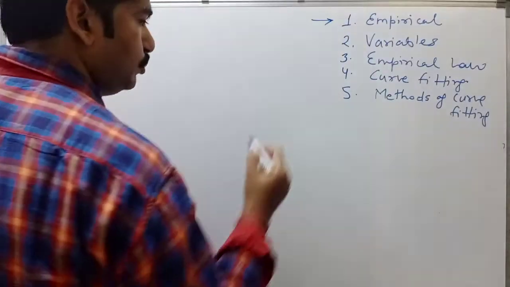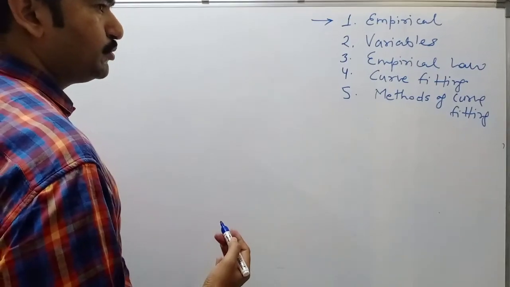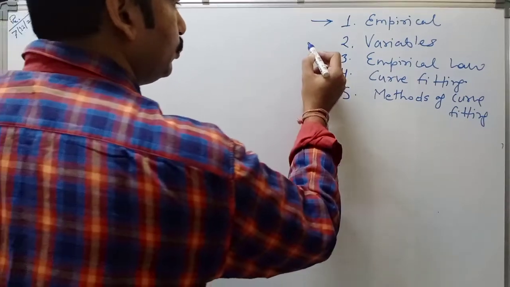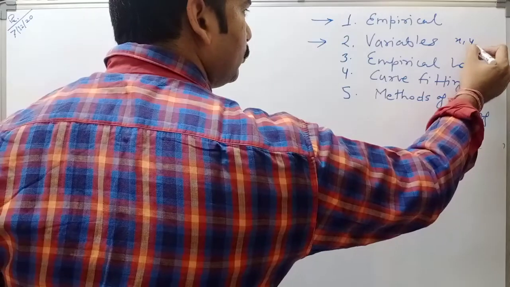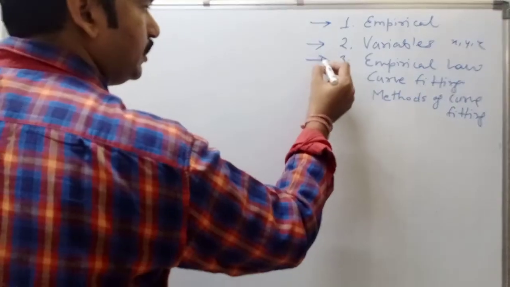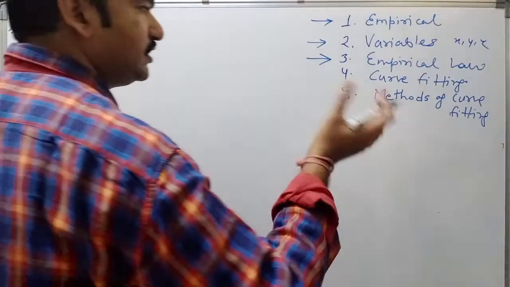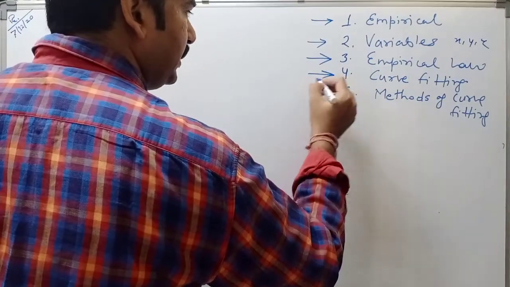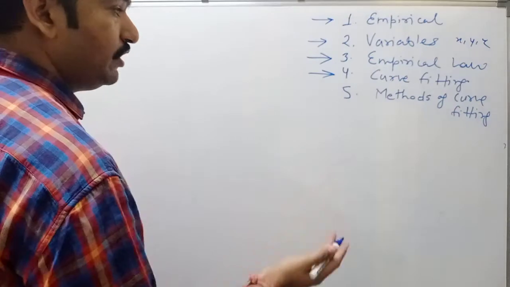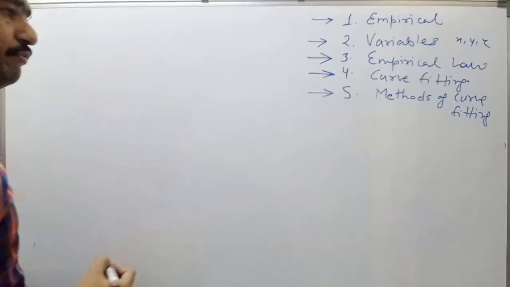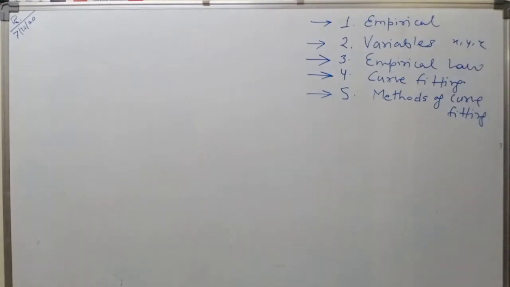What is empirical? You must know that it is based on observation or experience rather than pure theory or logic. Variables are the things that will vary, and there may be some relationships, as we have discussed. Empirical laws mean connecting the variables or the parameters. Curve fitting is establishing the relation between the variables. These are different terms and terminologies. Then methods of curve fitting: the procedures that will be adopted to do the curve fitting. Graphical methods mean you are trying to establish one equation.